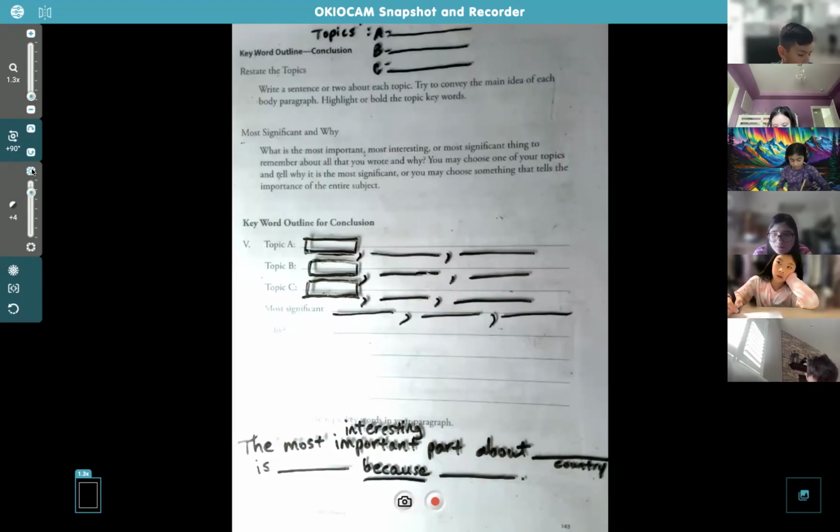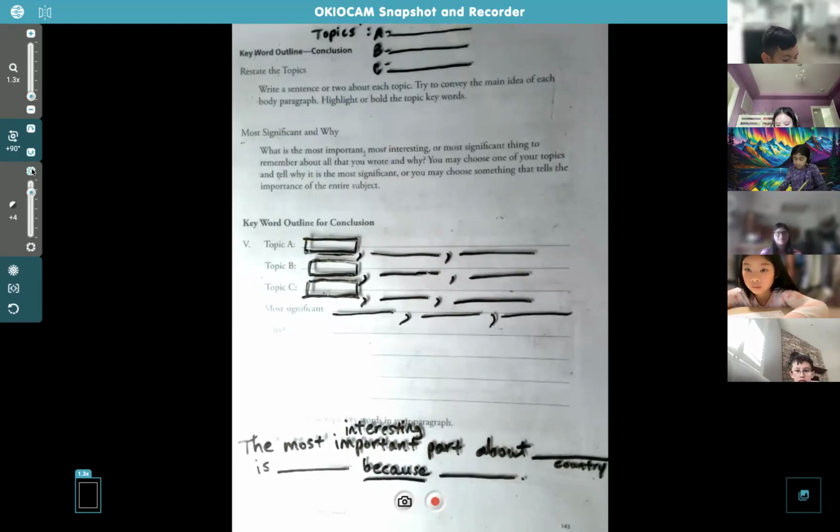How about you, Megan? Did you come up with something that was most significant or interesting or important? I got most interesting about no snakes in Ireland. Oh, okay. That is interesting. Yeah, I would think there would be. So why do you think that's the most interesting? Hmm. You have to think about that one, huh? Because you need to explain why.